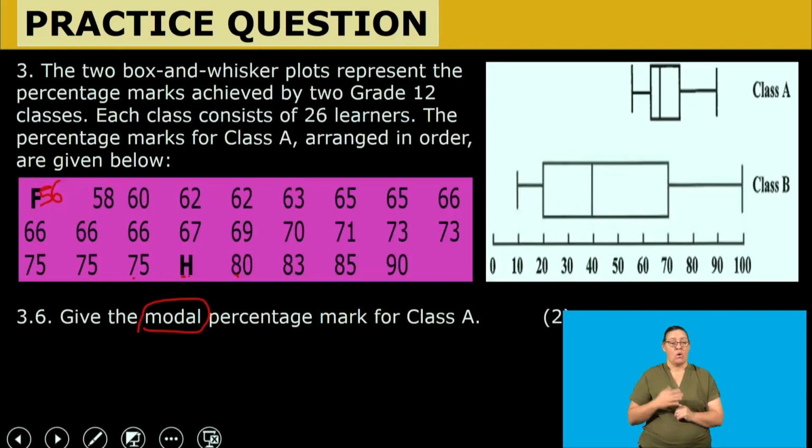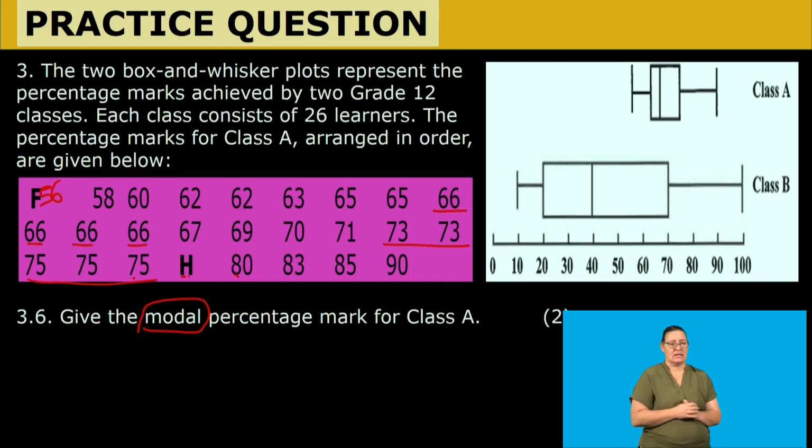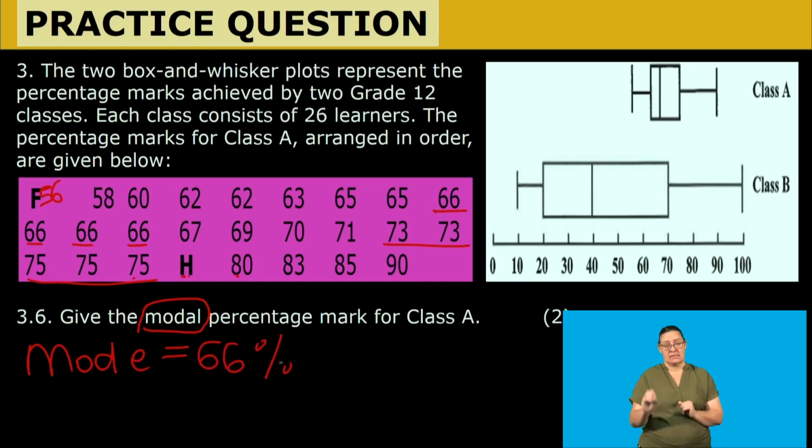So if we want the value of the mode, we want to look at the value that appears the most here. So we've got how many? 66. I'm suspecting 66. It is 1, 2, 3, 4. Whereas how many 73s do we have? 2. How many 75s do we have here? 3. So currently, from what we are witnessing, the mode is 66, because 66 appears 4 times. So the value of our mode here, modal percentage, it is 66%. That is the value that appears the most.